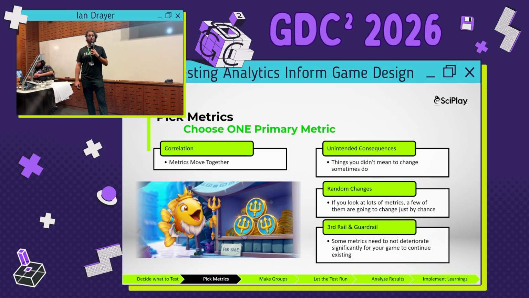And then finally, always keep an eye on some third rail or guardrail type metrics. These are your metrics that really spell danger for your game, like frames per second dropping to an alarming rate. Players are going to quit because of that. If you see churn, players leaving the game and not coming back, there's something wrong. And so you need to see, is that a result of this test?